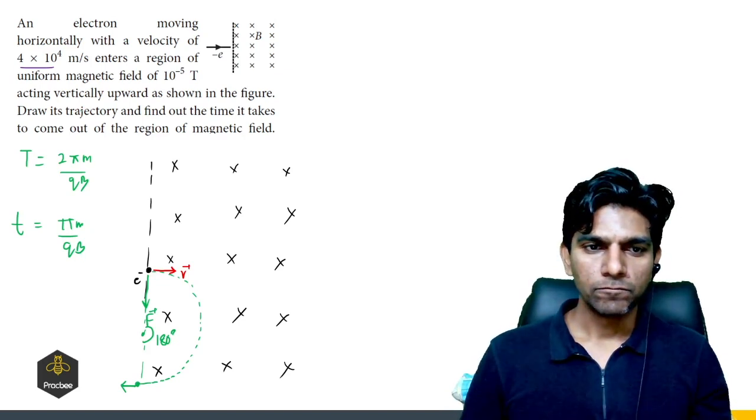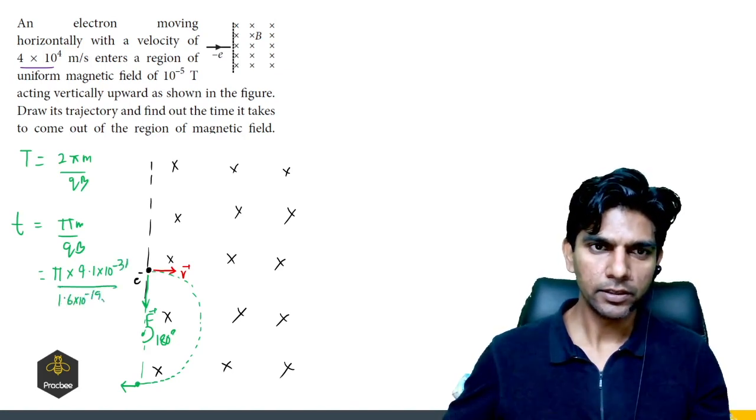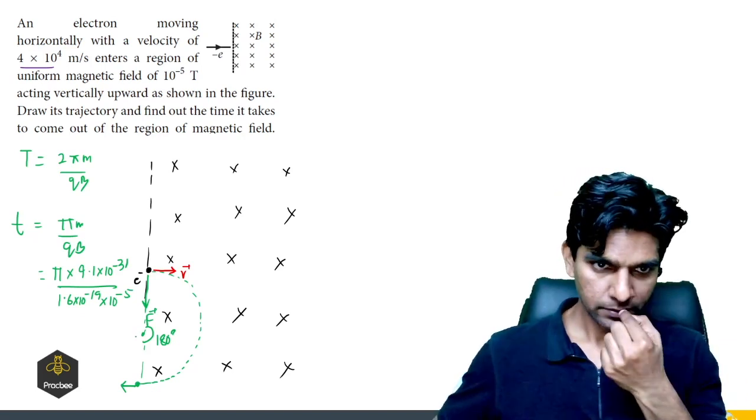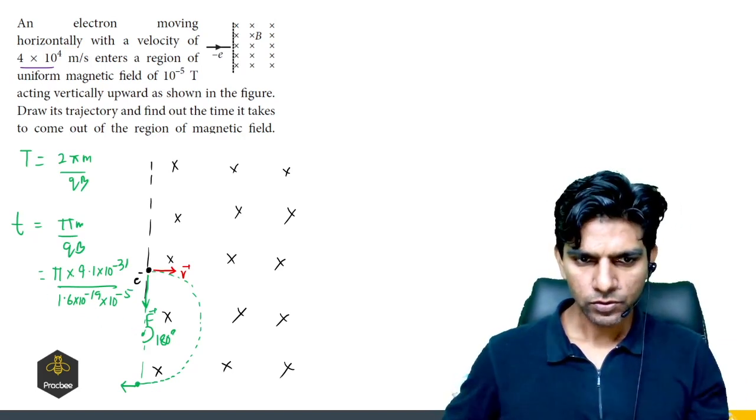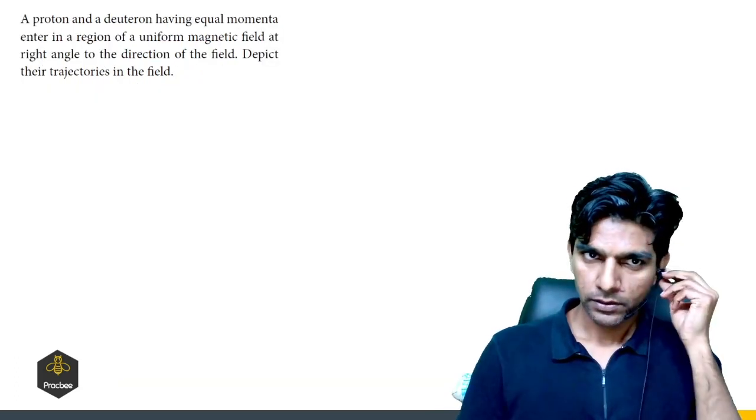And we can substitute the values. So mass is 9.1 × 10^-31, charge is 1.6 × 10^-19, and magnetic field is 10^-5. So to find the time, speed is not required. So by solving this, we can get the answer. Now let us see another question.